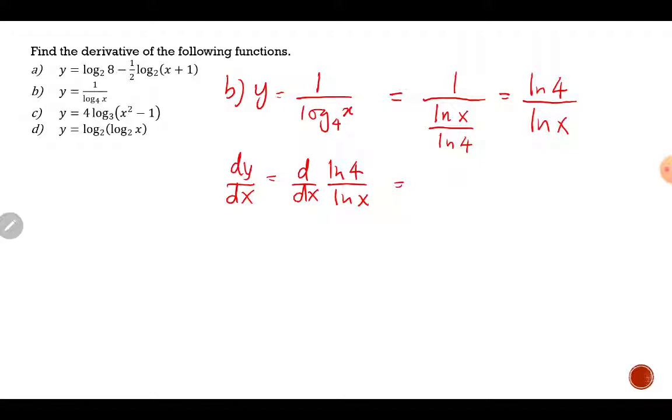Ln 4 ni is again hanyalah a constant. So, you may bring it out. So D dx of ln x. So macam biasalah, ln 4 D dx of ln x per x. Differentiate x kan dapat 1. So done with A and B. Okay.